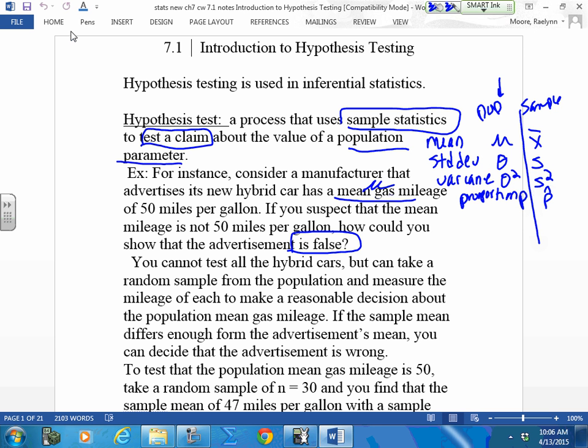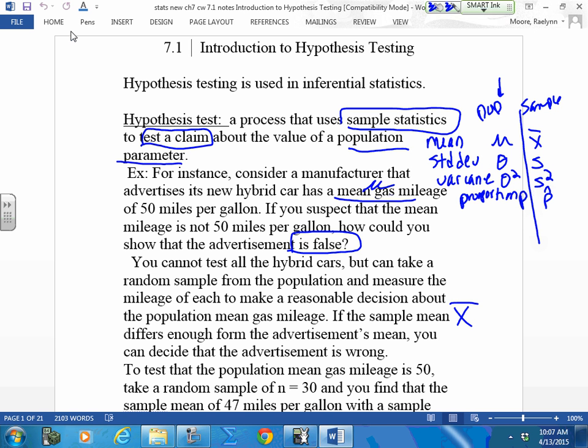You take a random sample from your population using all the random sample methods that we've learned before, and you measure the mileage of each to get a reasonable decision about your population. You take your sample mean, and you're going to test it to see how far off it is from the population mean. And from there, you can decide if this advertisement is false or not. We still never say it's true or it's false, or it's incorrect or it's correct. We'll use the words reject and support, depending on which person is doing this.